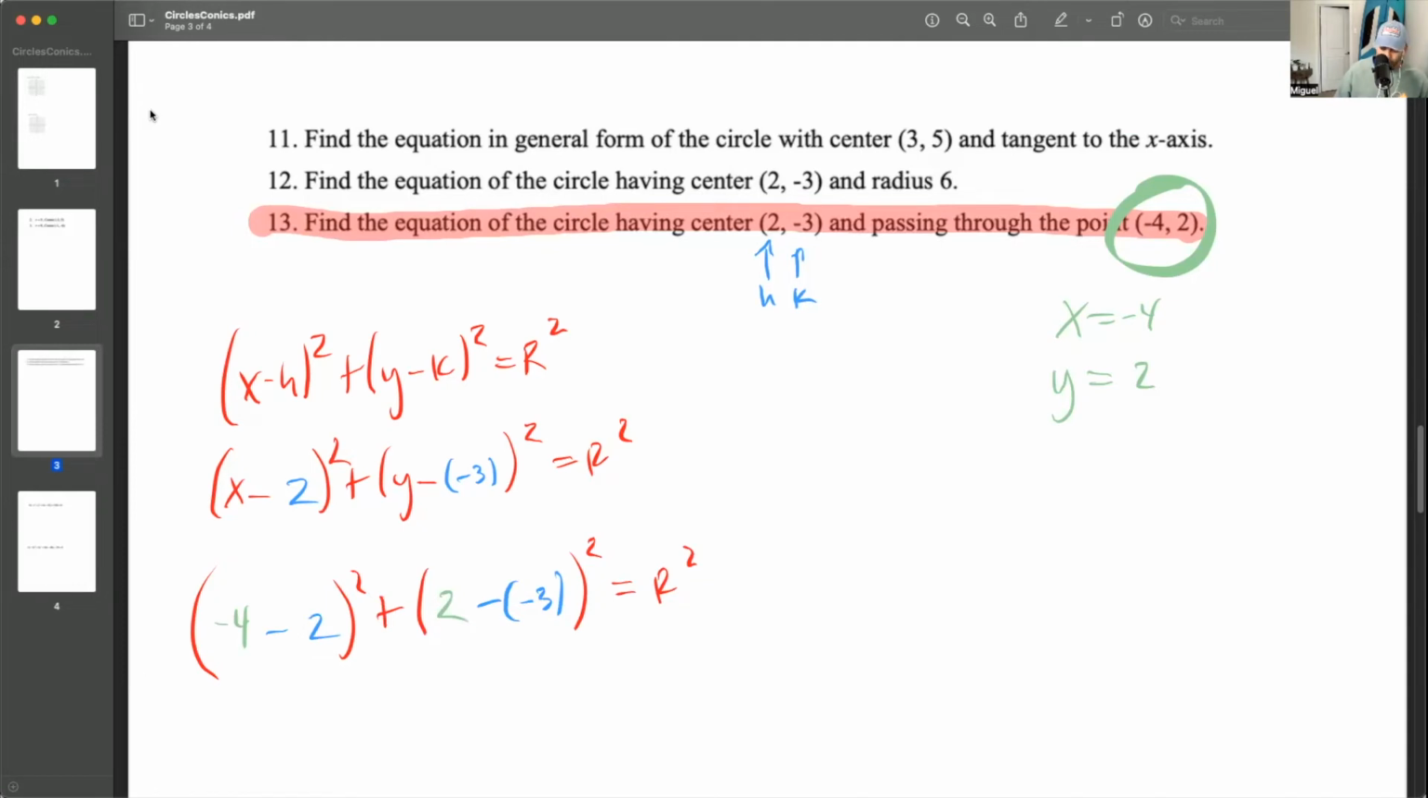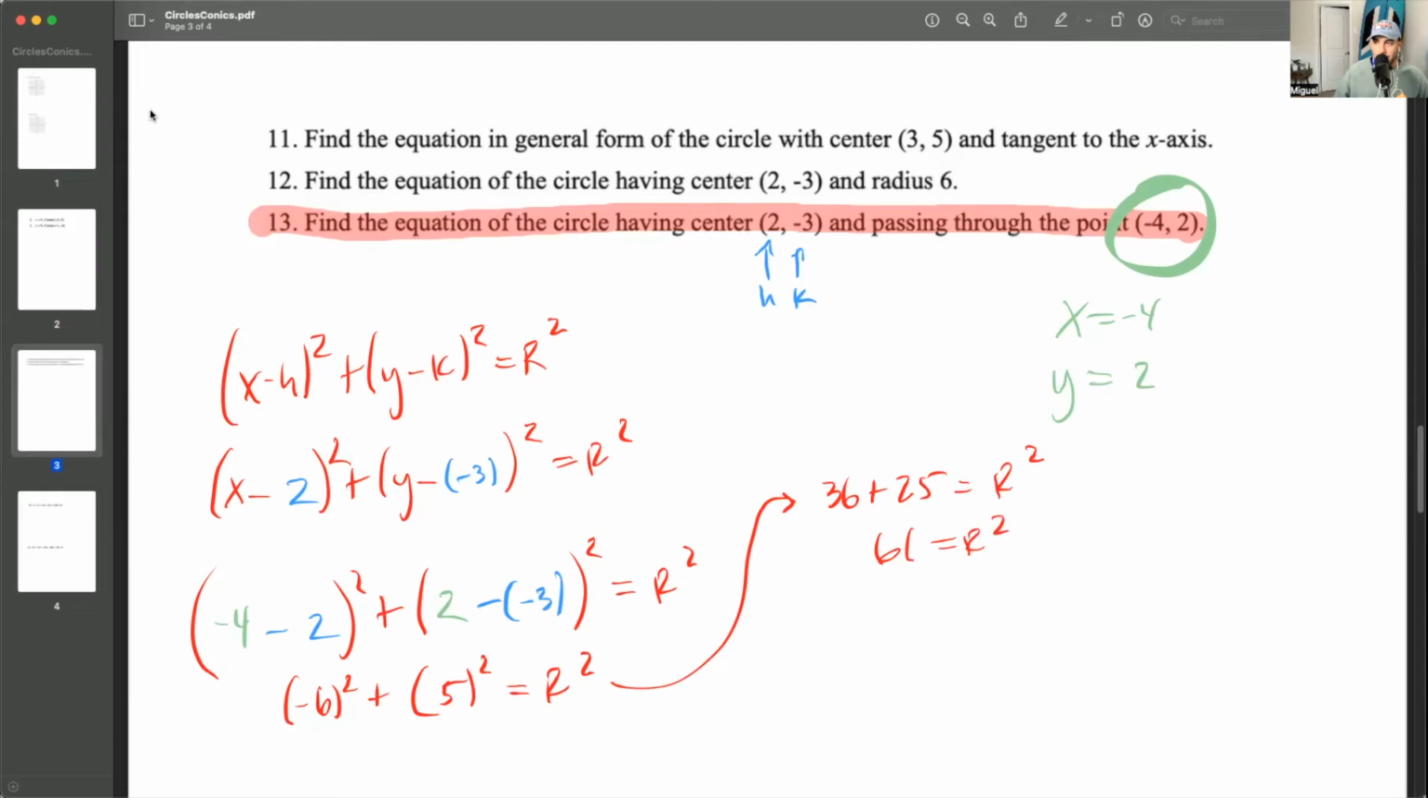-4 minus 2 is -6, squared, plus, and be very careful with this, 2 minus -3. That's the same thing as 2 plus 3. So that's going to be 5 squared equals r squared. Okay, so now we have 36 plus 25 equals r squared. And 36 plus 25 is 61, so 61 equals r squared.